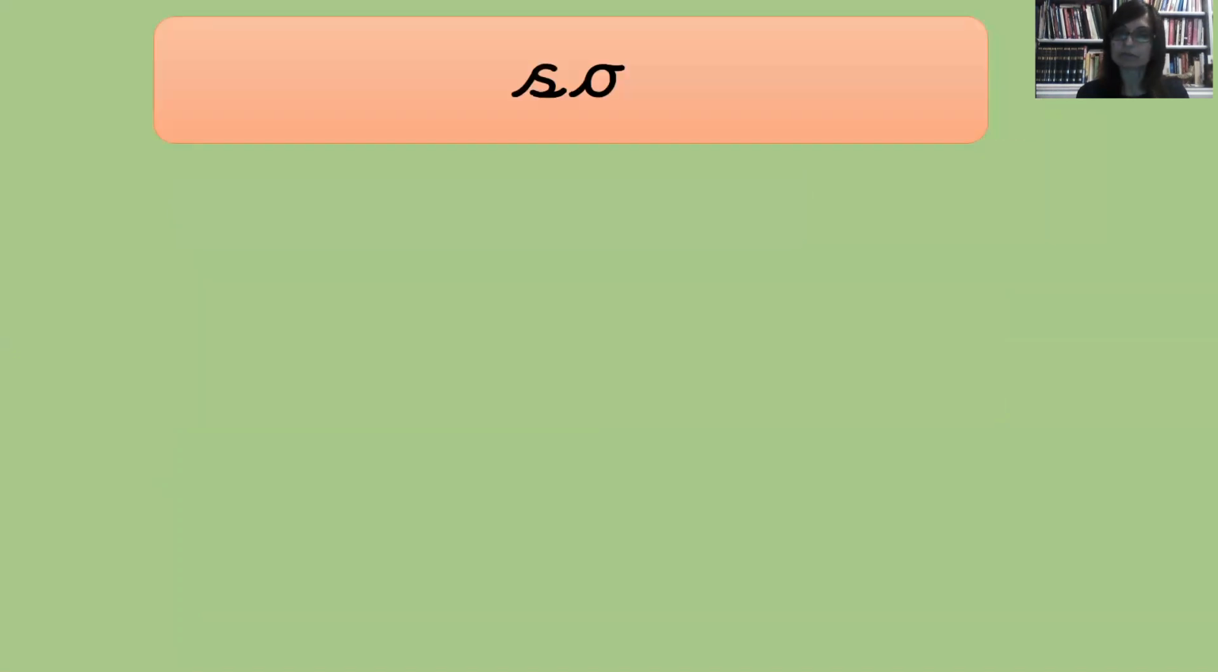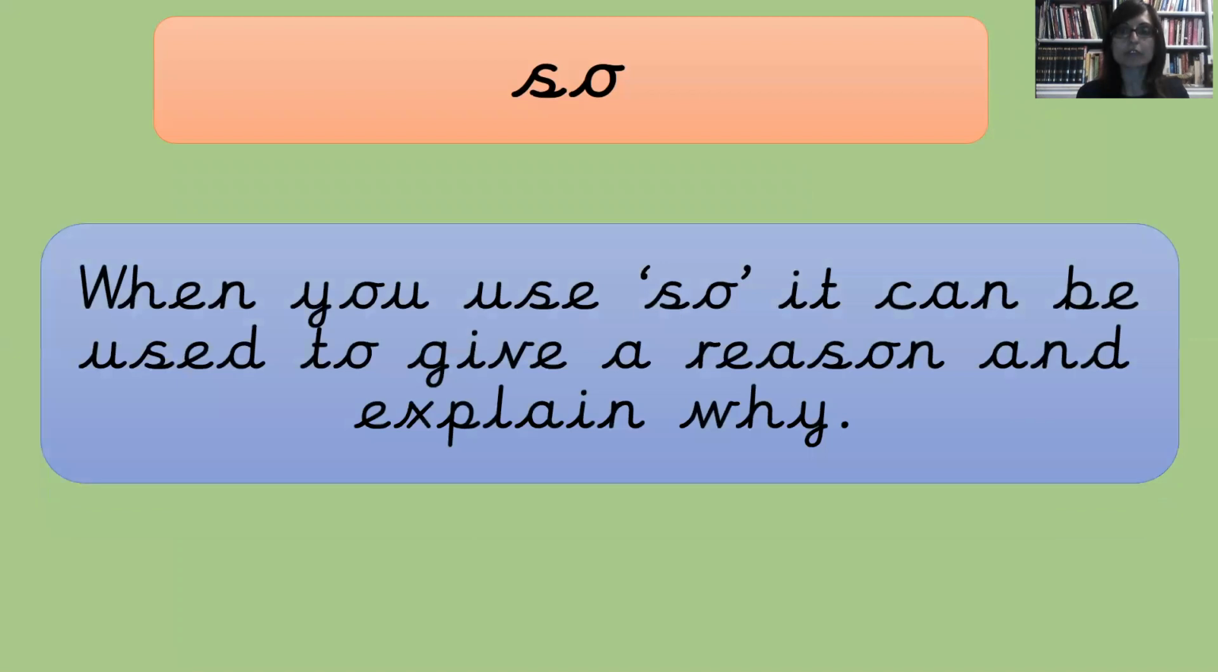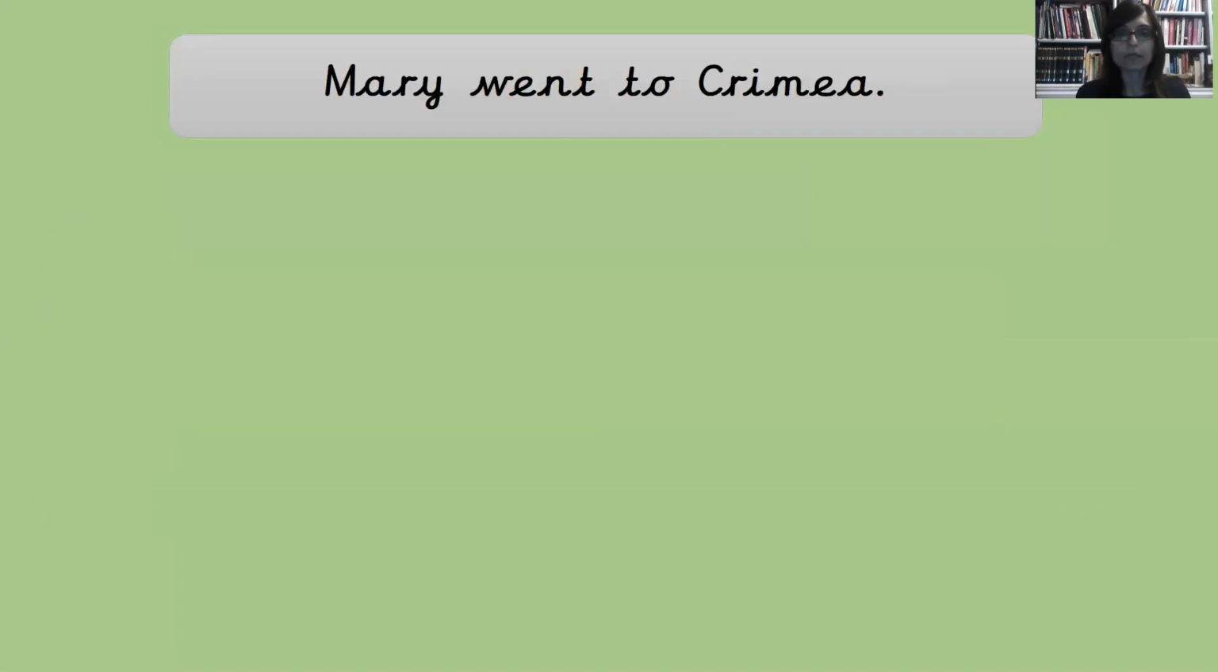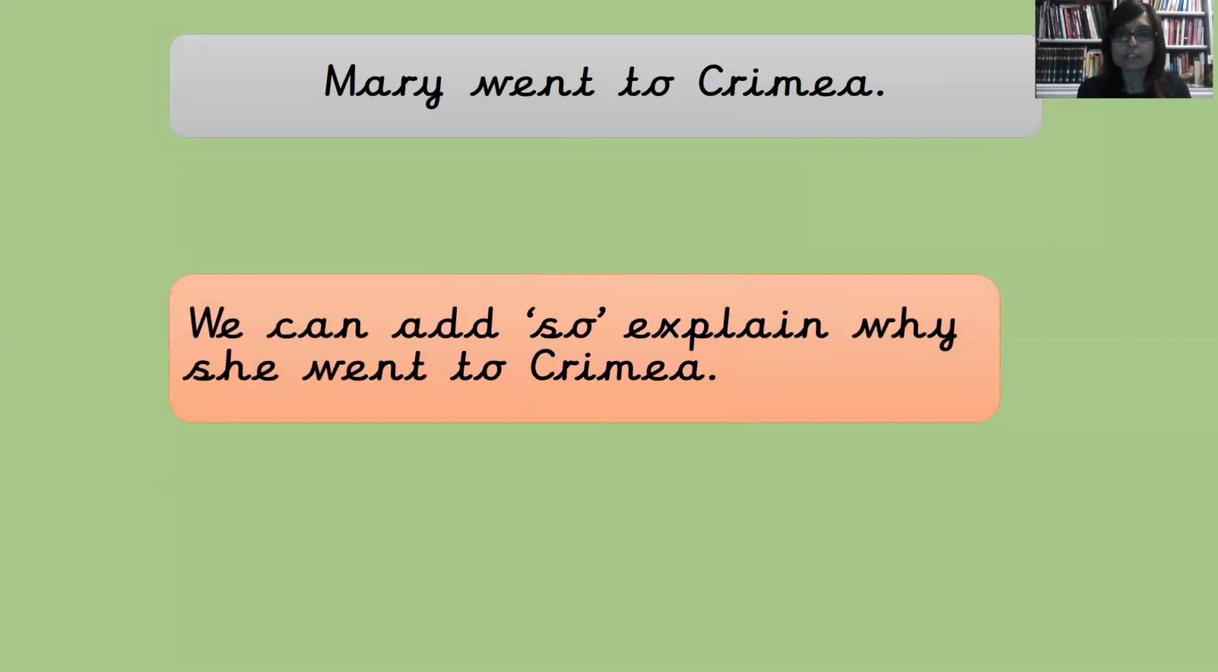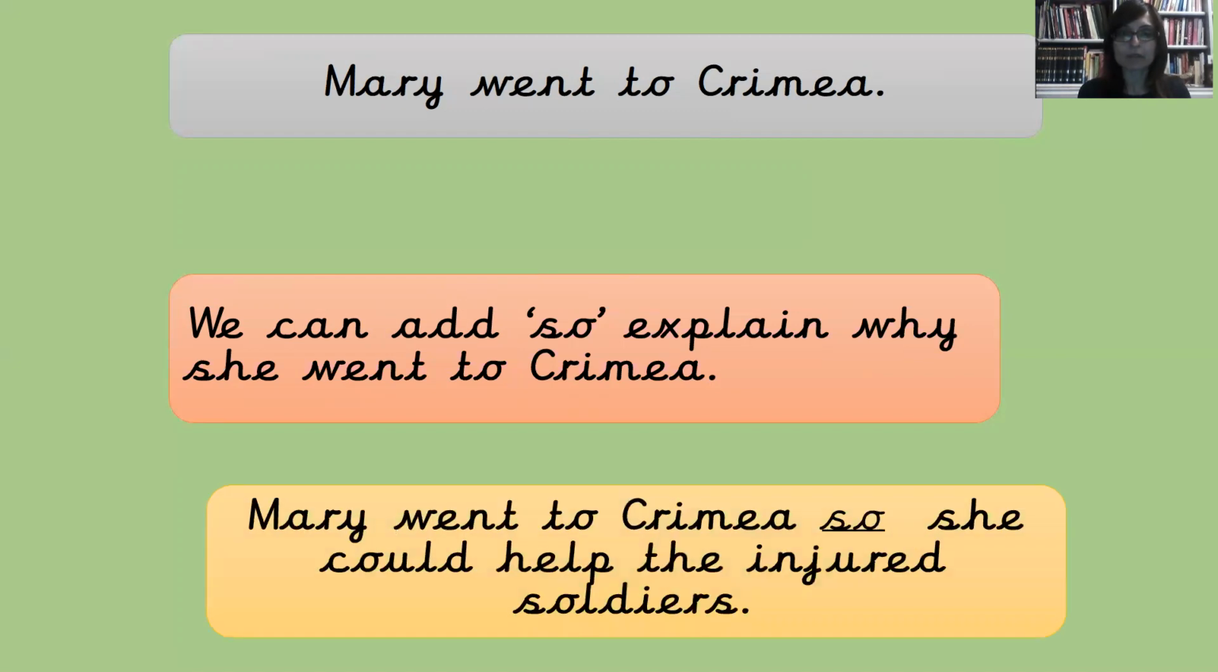So, when you use so, it can be used to give a reason and explain why something happened. Mary went to Crimea. Why did she go? Pause the video to have a think. We just did this one. Here we go. Mary went to Crimea so she could help the injured soldiers.